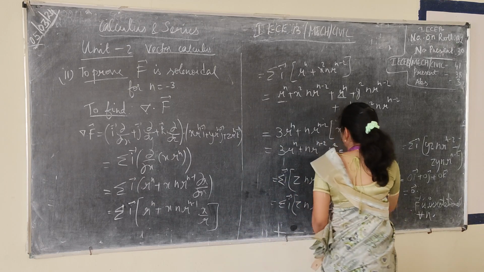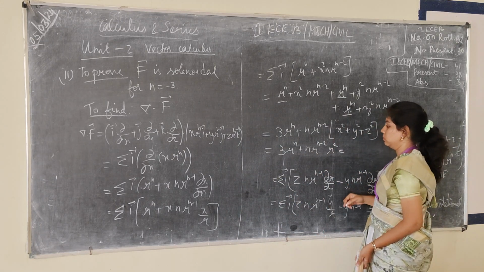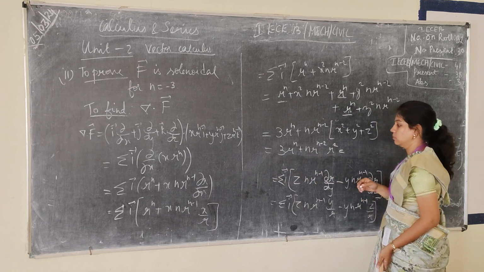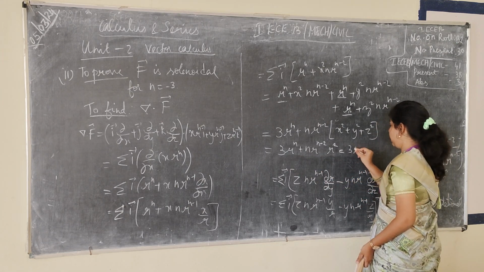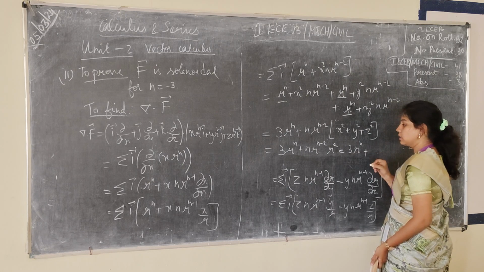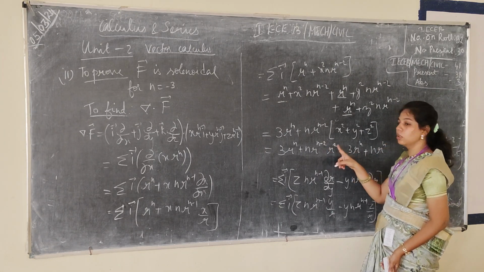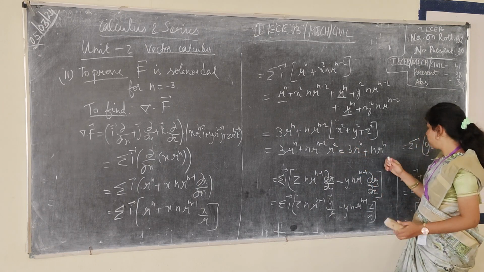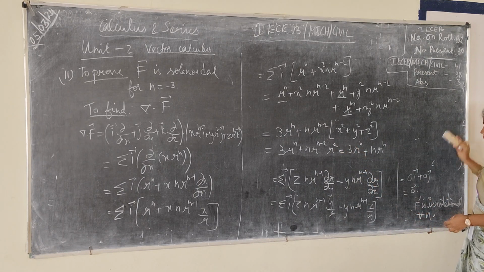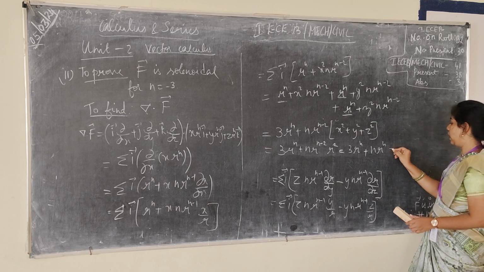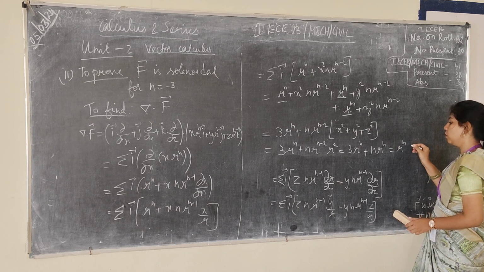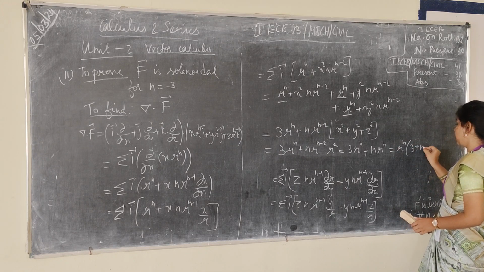What do you get here? n. 3r^n plus n r^n. Here minus 2 plus 2, so it gets cancelled. So taking r^n as common, you will get (3 plus n) r^n.